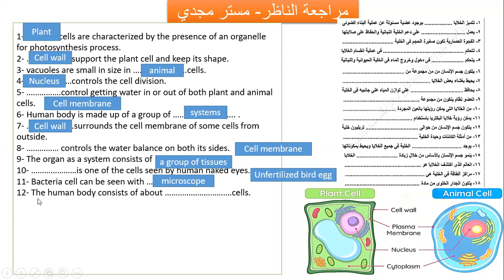Number 12, the human body consists of about how many cells? Do you know the number? About? Yes, 40 trillion. 40 trillion cells.